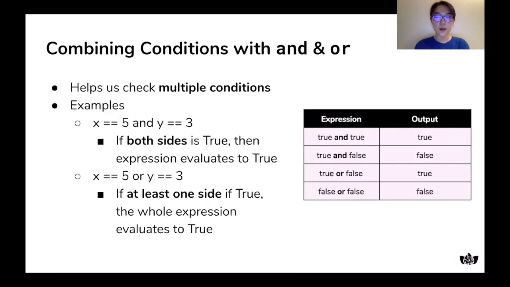We can also have multiple conditions in Python. I like to think of multiple conditions as: I need two conditions to be true in order for something to be fully true, right? So in this case, we have the example x equals 5, which checks if x is the value 5, and y equals 3, which checks that y is the value 3. If these two conditions are true, then our whole expression will evaluate to true. But if either one of them is false, then the whole expression evaluates to false. All right, and that's when we use and.